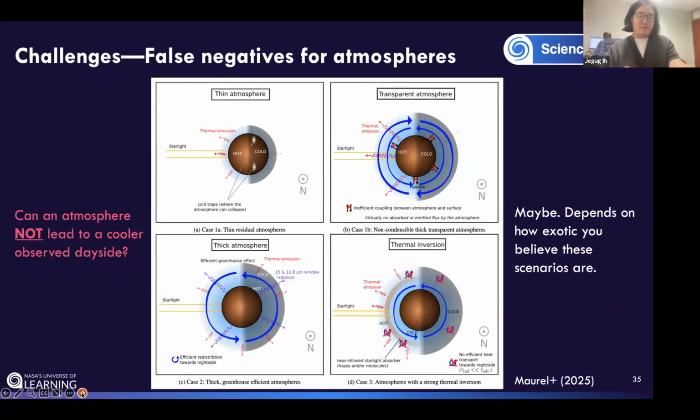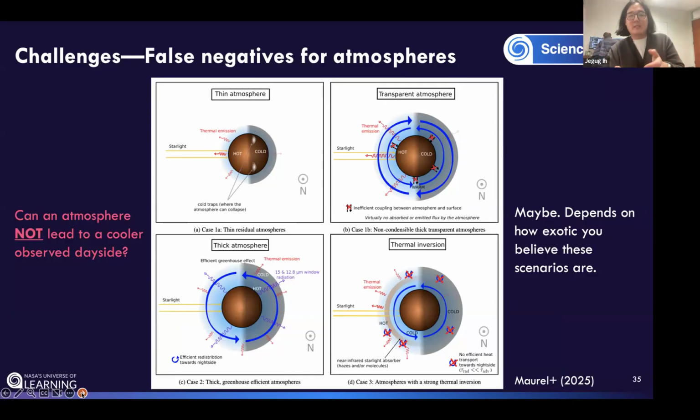So there are false negatives and false positives. Can an atmosphere not lead to a cooler observed day side? Here, this is a somewhat convoluted figure, but on the top left is what we think of as an airless case. When you have a thin atmosphere, then your day side will appear as hot as possible.